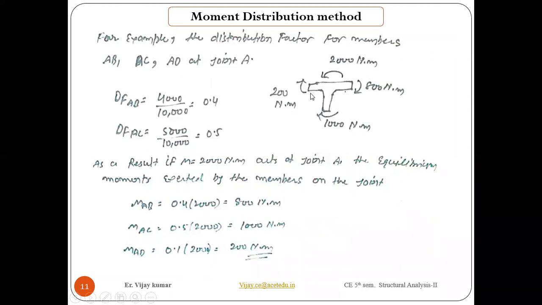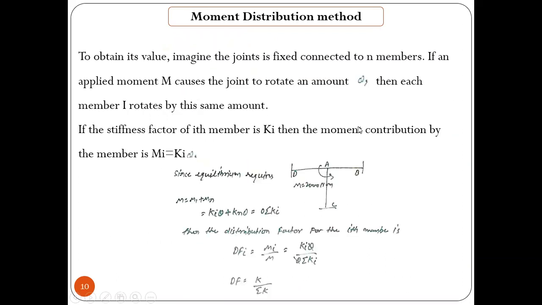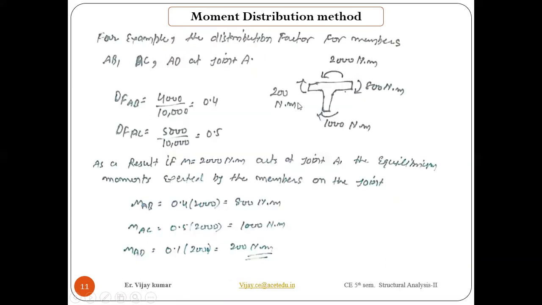So let me tell you how we can distribute here. For example, in this case, this is the segment we have seen. Here the 2000 load was there initially. The distribution factors at joint A for AB, BC and AD we just calculated in the last case. Everybody, please note it down. The stiffness factor of AD is 1000, the stiffness factor for AB is 4000, and the stiffness factor for AC is 5000. Now we are going to calculate the distribution factors.